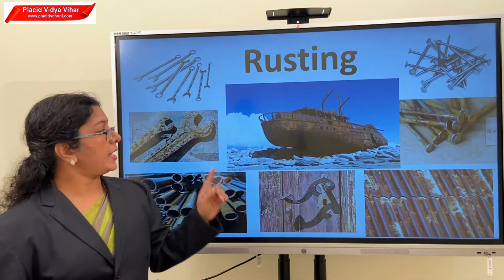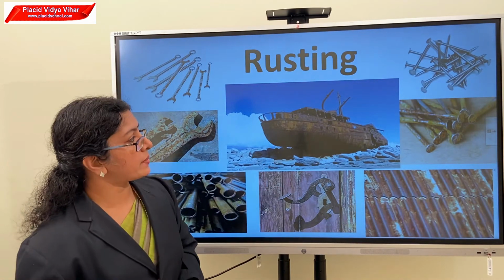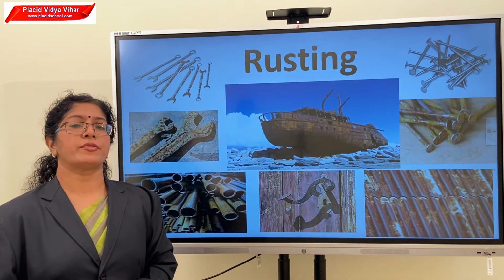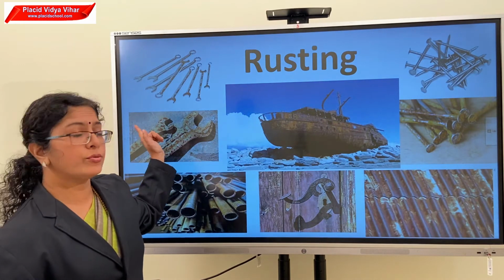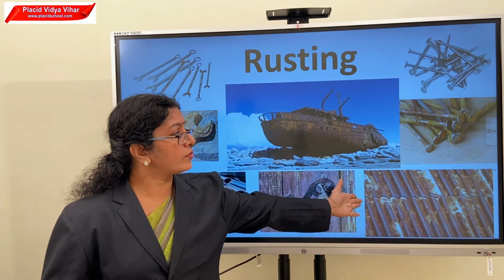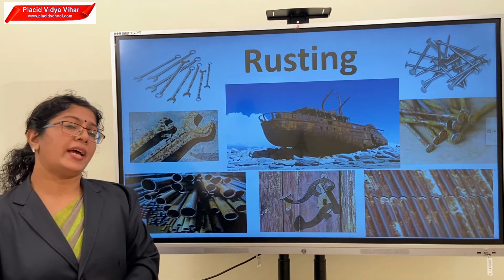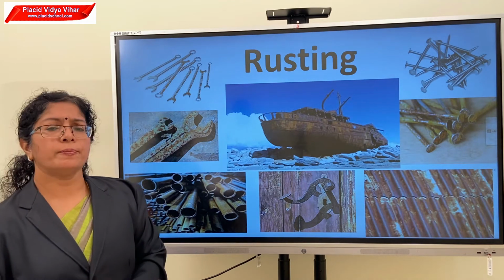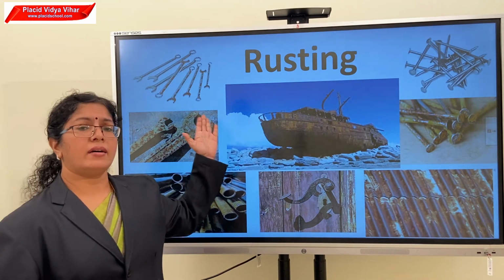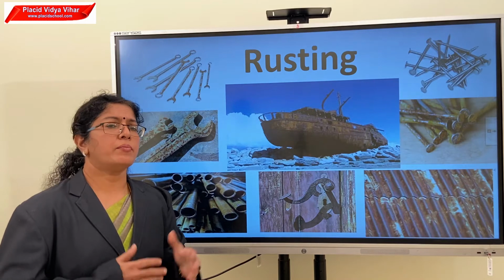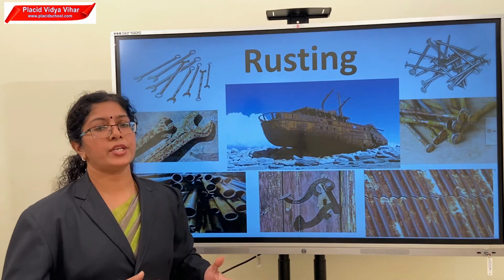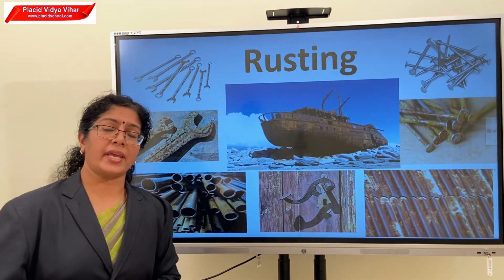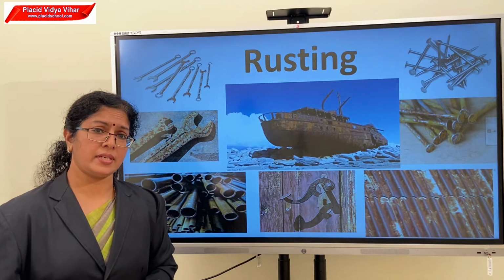See, a number of objects are made of iron. Since iron is used to make a large number of objects, from nails to tools to ships, gates, and roofing sheets, we have plenty of uses of iron objects. So when they are damaged, the monetary loss will be huge. So how can we prevent it, or can we prevent it effectively?